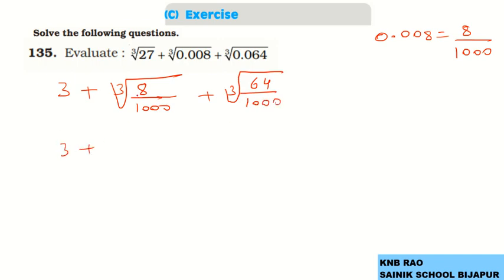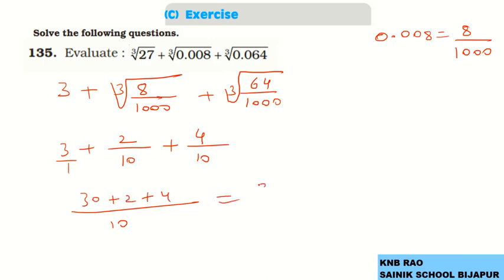Now cube root of 8 is 2, and cube root of 1000 is 10. Cube root of 64 is 4 by 10, and you know how to simplify this. LCM is 10. So 30 plus 2 plus 4 gives you 36 by 10, which is 3.6.